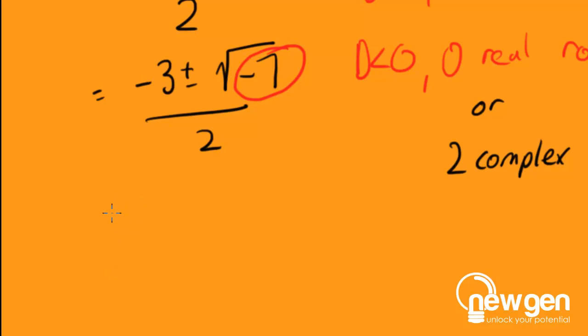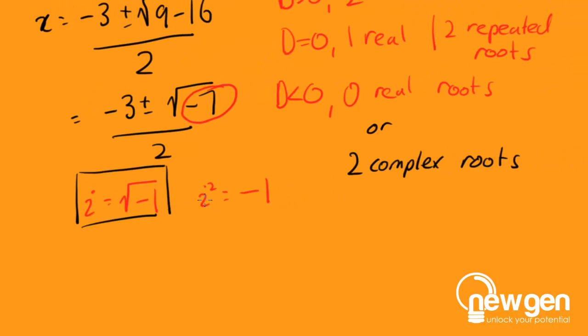So we're going to let i equal the square root of negative 1, and if we square both sides, we get i squared equals negative 1. These two expressions are really important, and we're going to continually use them over and over again in complex numbers. Today though, to solve this equation, we're only going to use this first one here.